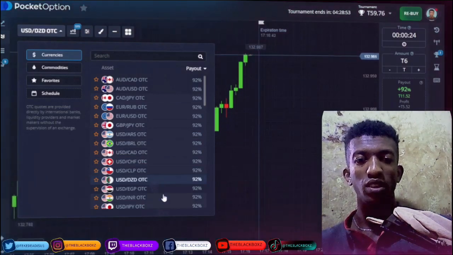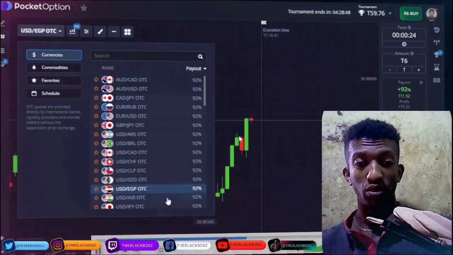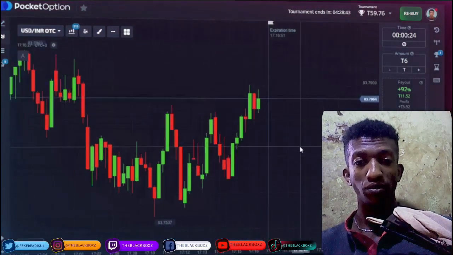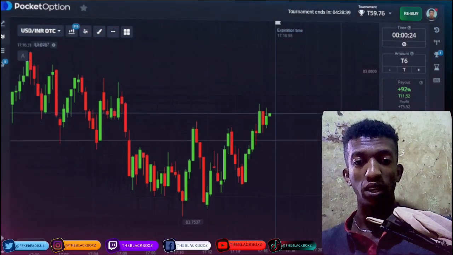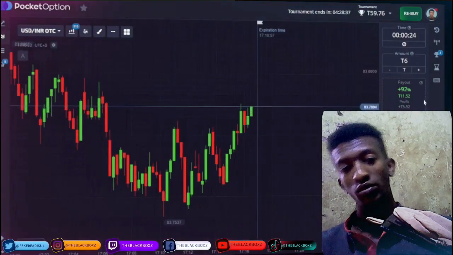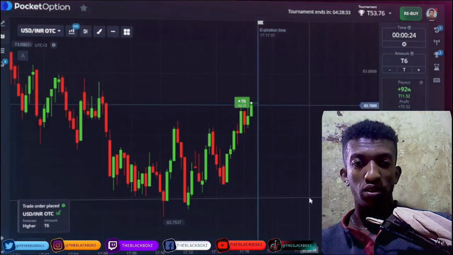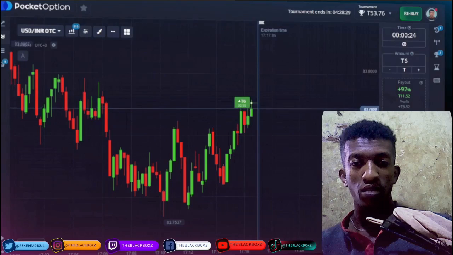But wait for the three candles to form. Okay, don't enter on the two candles. Wait for the three of them. As you can see, I'm waiting to enter a buy.